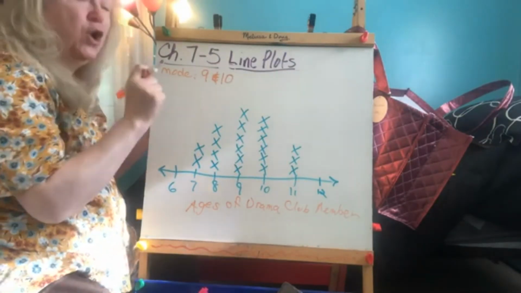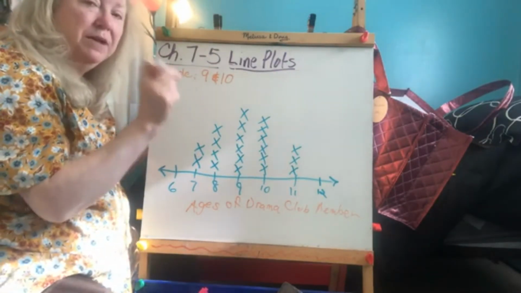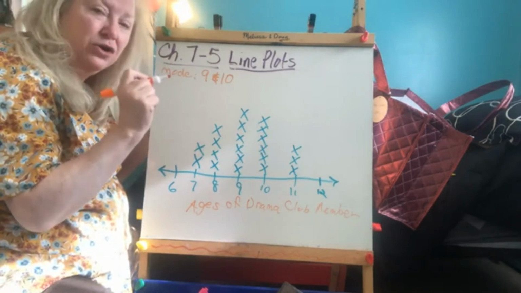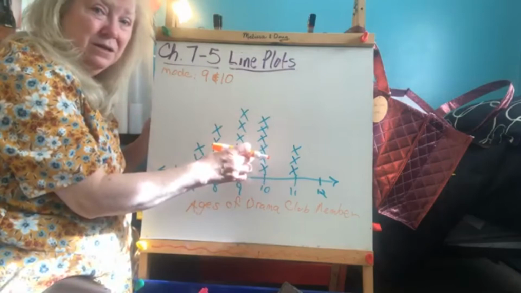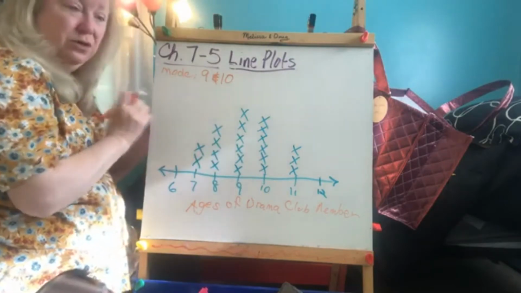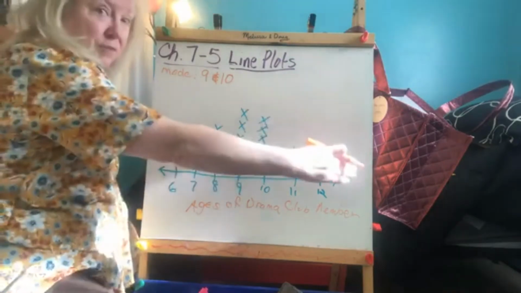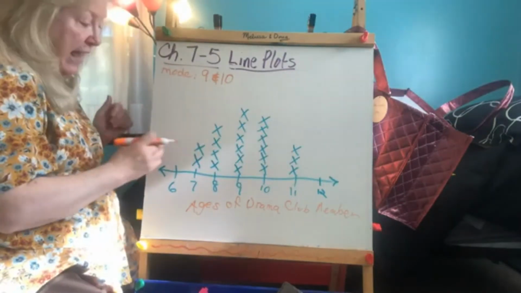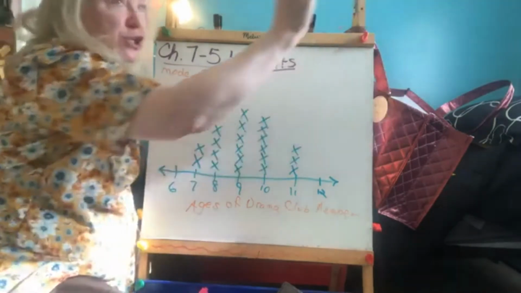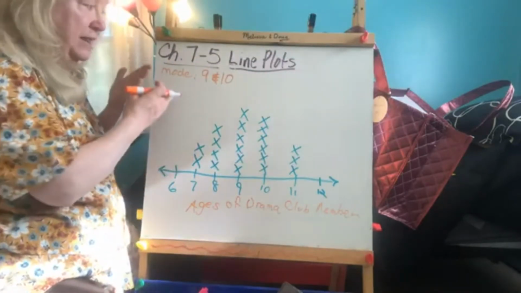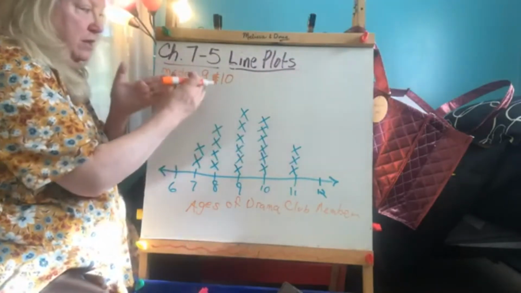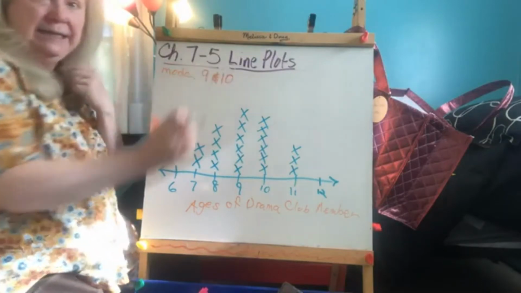It's the one that occurs the most. But if there is not one that occurs the most, and there are 2 that are the same and more than the rest, then they are both modes. If there was only one of each, then there would be no modes. Okay? But in this case, there are 2 modes. The modes are 9 and 10.